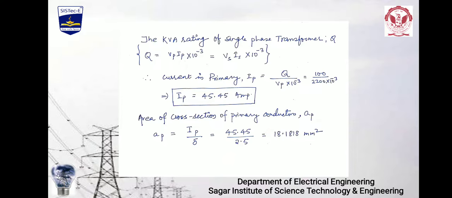The kVA rating of a single phase transformer, represented by capital Q, is equal to Vp Ip into 10 raised to power minus 3, which is equal to Vs Is into 10 raised to power minus 3. Both equations are the same, one from the primary side and one from the secondary side. Now the current on the primary side, Ip, is equal to Q upon Vp into 10 raised to power minus 3. Put the values in this equation, and you will have Ip is equal to 45.45 ampere. Now the area of cross section of primary conductor Ap is equal to Ip upon delta. You know the values of Ip and delta. Put these, and you will get the numeric value of Ap, the area of cross section of the primary conductor.